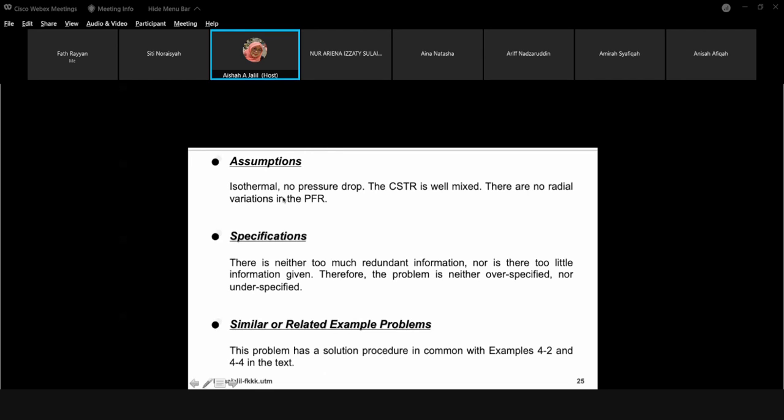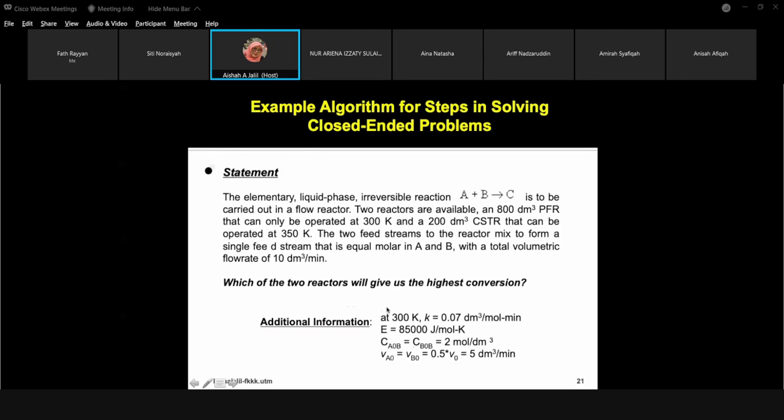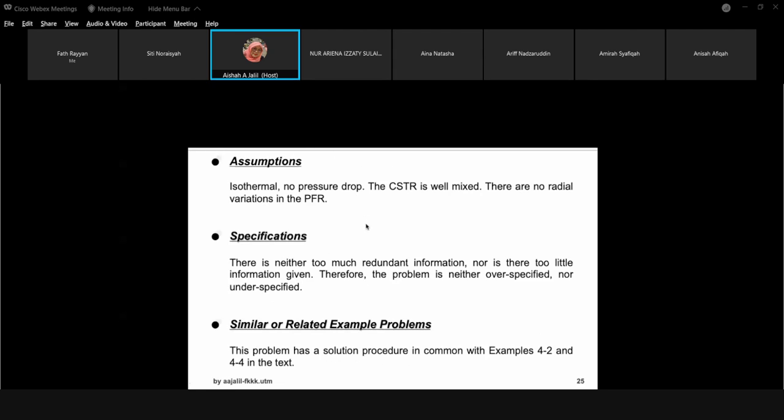Why? Because there is just one T, so there is no P change. You can just assume no pressure drop. Isothermal because there is just one T. Then the CSTR is well mixed. There is no radial variation in the PFR, and no side stream from the PFR.